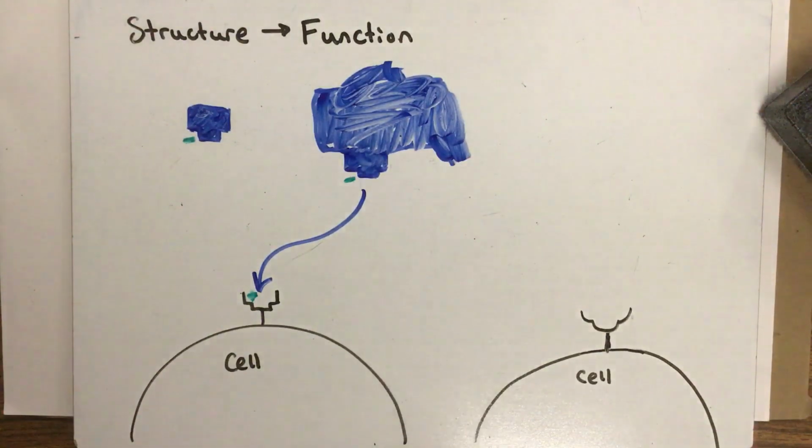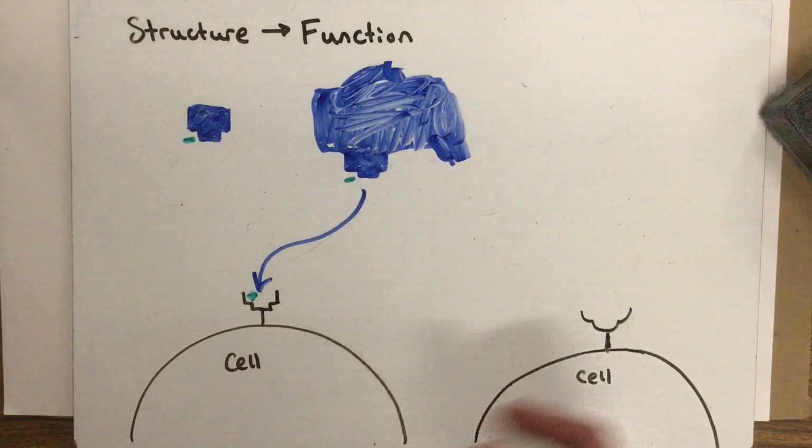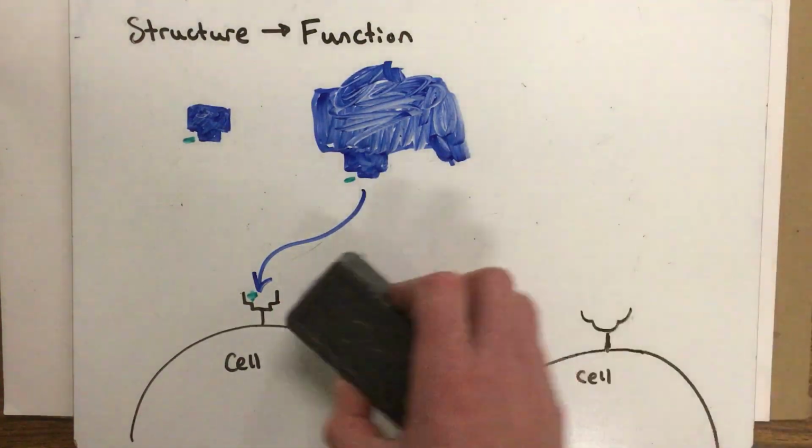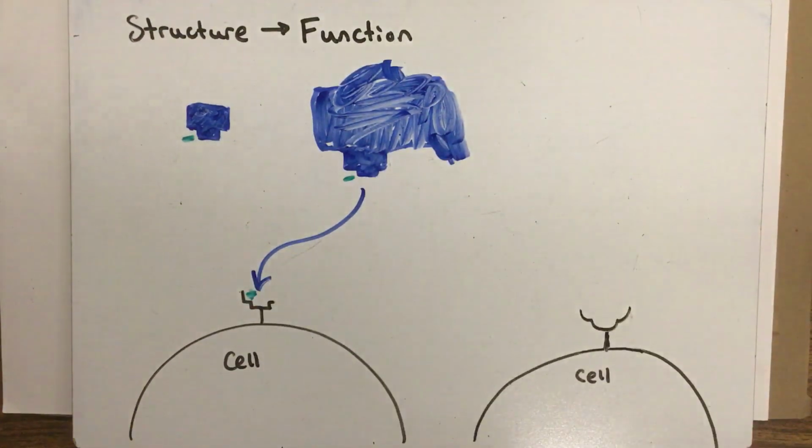Now, if, let's say, something goes wrong and the receptor shape gets changed, right? Maybe it's a genetic defect.